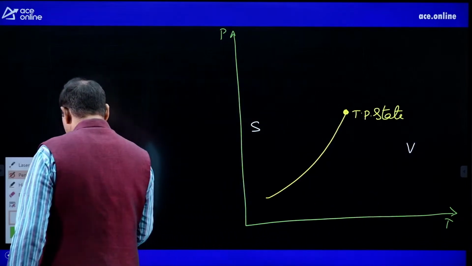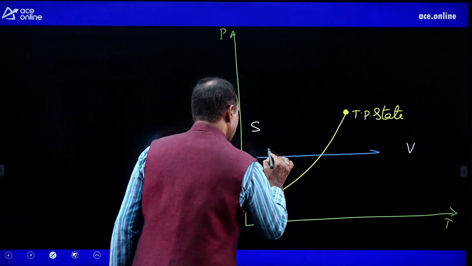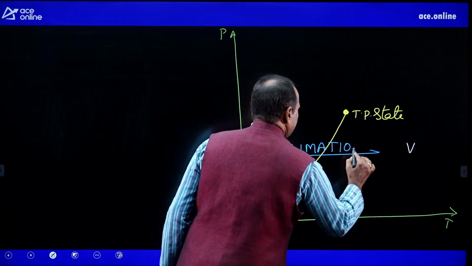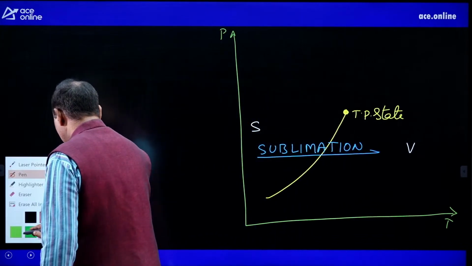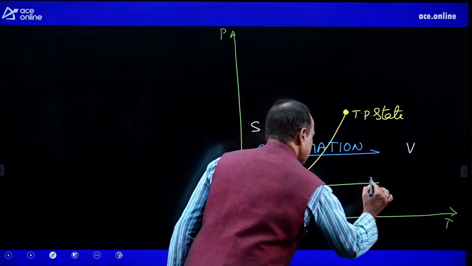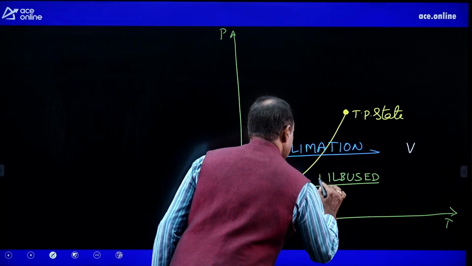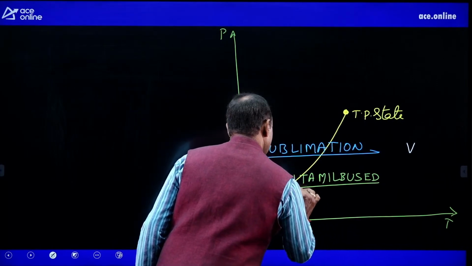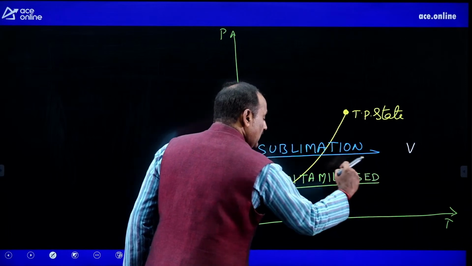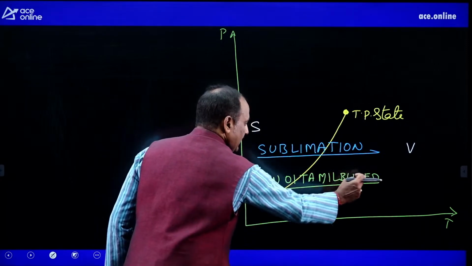The direct phase change from solid to vapor is called sublimation, whereas the opposite process is called desublimation. I am writing the opposite word, desublimation. Desublimation means phase change from vapor to solid. That's why I have written the opposite.